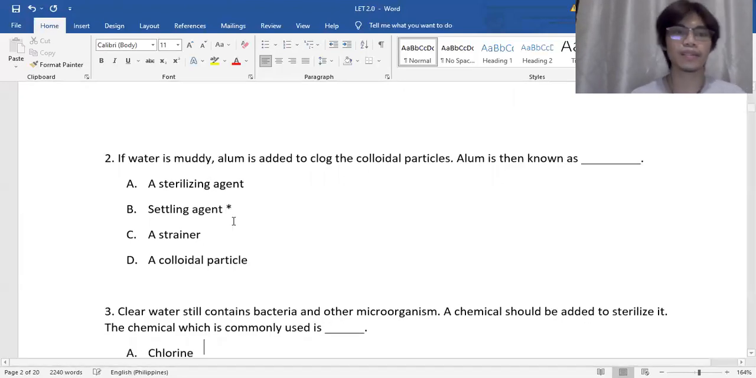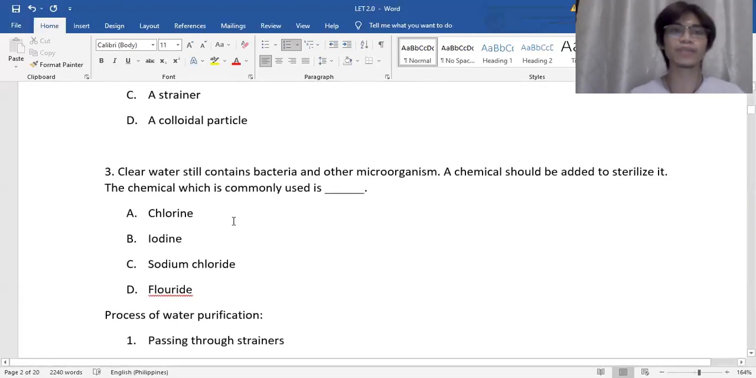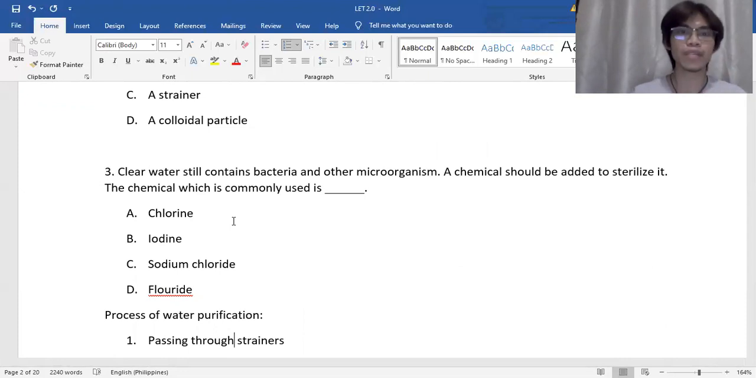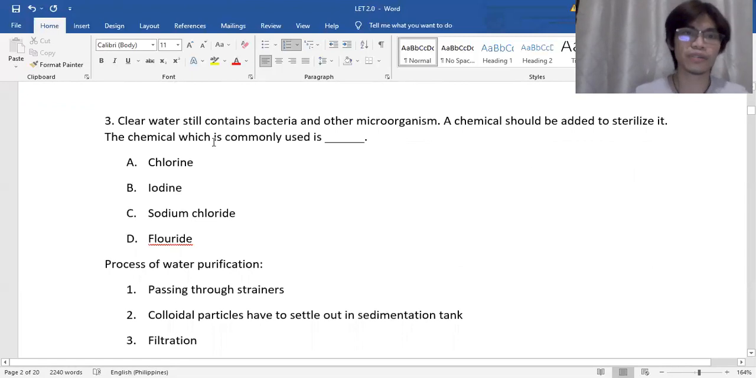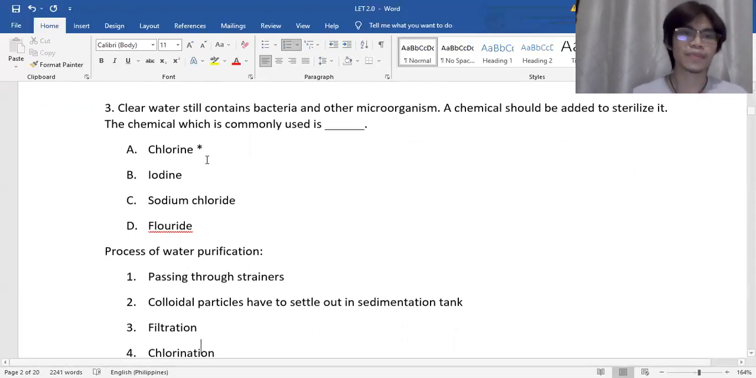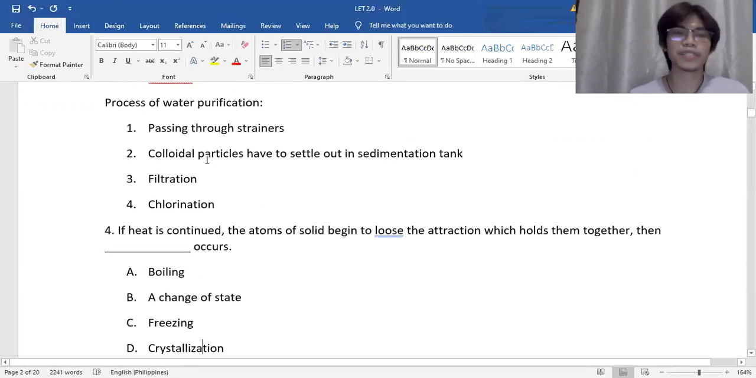Next one, number 3. The water still contains bacteria and other microorganisms. A chemical should be added to sterilize it. The chemical which is commonly used is, of course, this is very easy, chlorine, letter A.